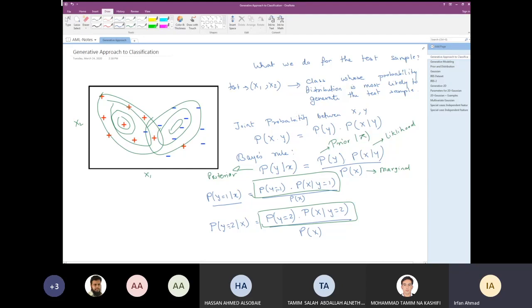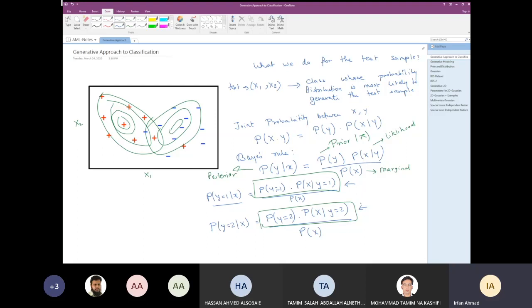And if you see P of Y equals 2 given X, it's the same thing: the prior of class 2, the likelihood of generating X given the class 2 distribution, over P of X. Because all of them have the denominator P of X, you don't need that to make a classification decision, because your solution will only depend on the numerator. So you look at the prior times the likelihood.